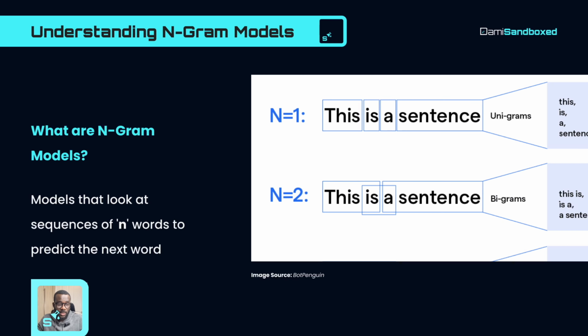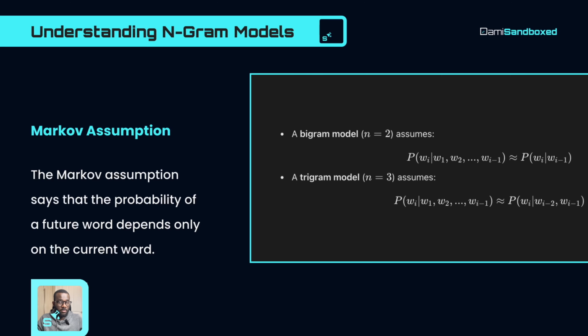So, what exactly are n-gram models? In simple terms, you can define them as models that look at sequences of n words to predict the next word. A bigram model is when n equals 2, and it looks at the last word. Before this video ends, we'll have a play around to see how this works, because I wrote Python code for this course to show you. It's better to see than to just read and hear about it. These models rely on something called the Markov assumption.